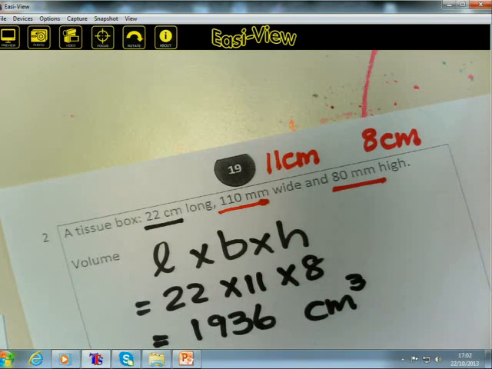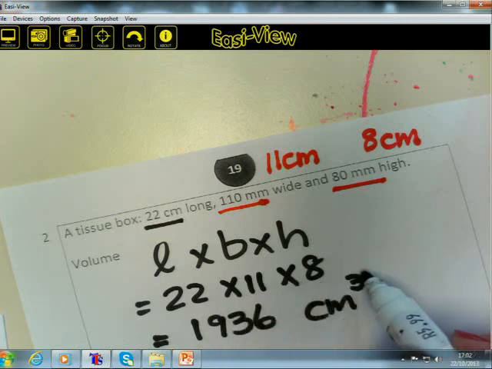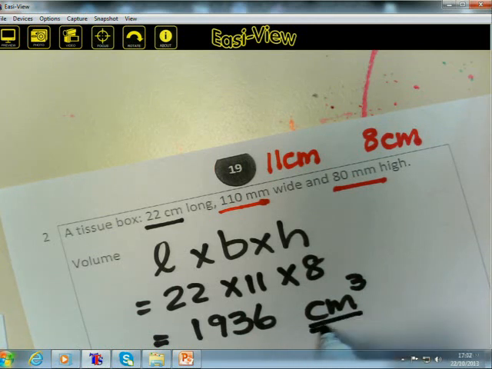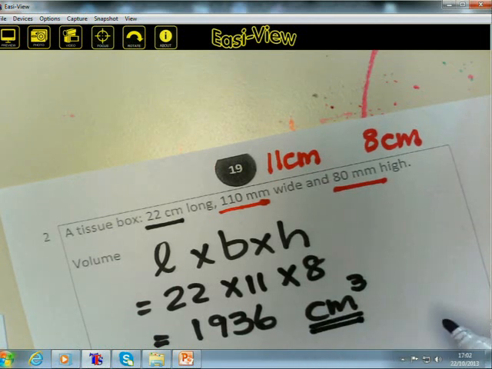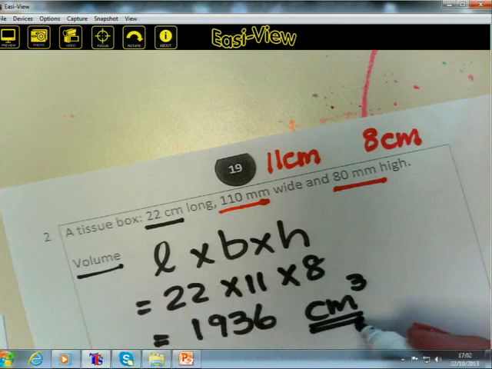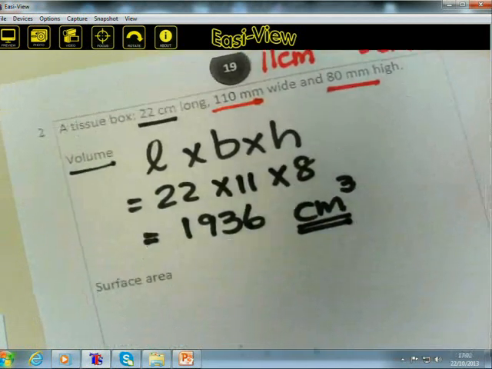Please take note, I did not use centimeters in there. It makes it very complicated. Leave it out there, but just see that you do write the units when you write the answer. Volume, 3-dimensional, so it's centimeters to the power of 3.